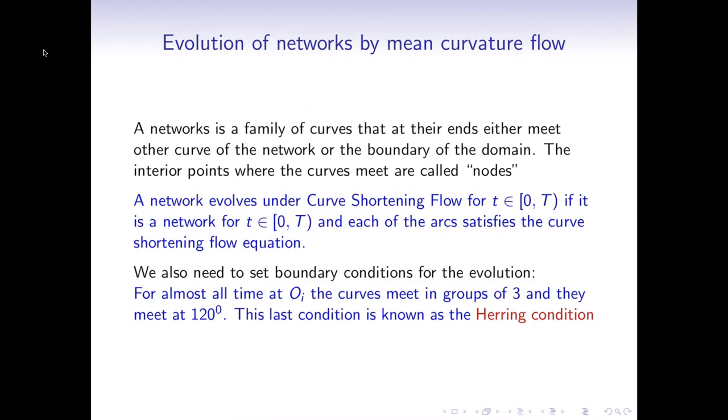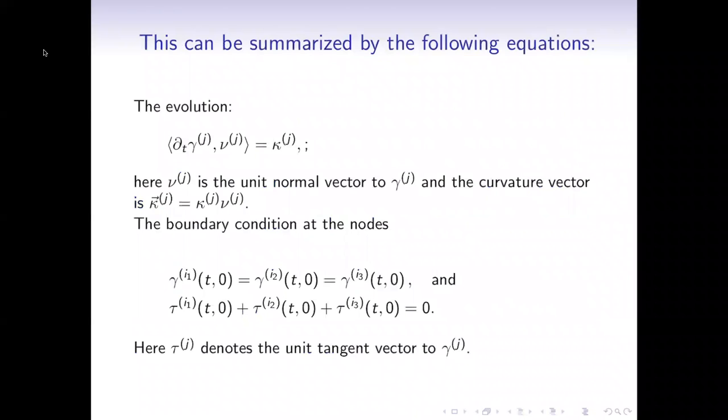Okay, and then when you're looking at evolution of networks now, you may ask the same questions that you asked for the regular case. That is, what kind of singular behavior do I see? What do I have to worry about? Do I always have an evolution? Is this evolution unique? All this kind of thing. So here I wrote the equations, but I'm just going to skip this for now. If someone's interested in seeing them, I can come back to it. This is the evolution equation that you arrive at. This is the condition that the curves meet. And this condition here is the Herring condition that the angles are all 120 degrees. You can summarize this into these 3 equations.